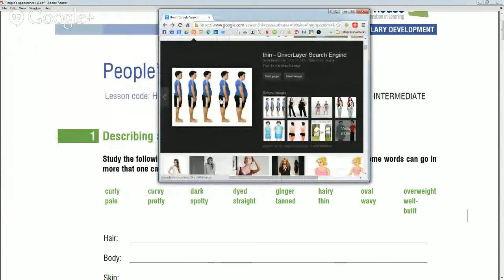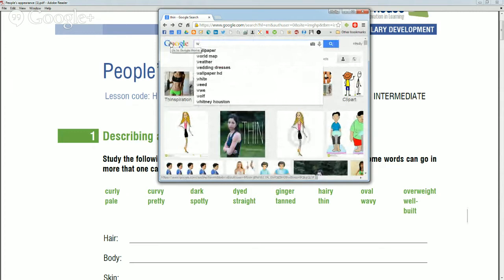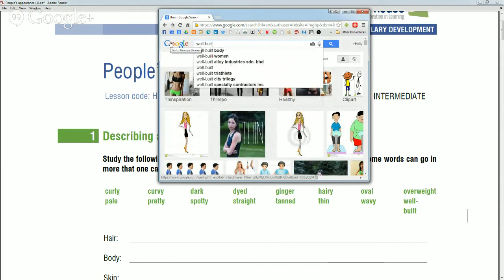Okay, there are some words. Let me start with the word thin. This helps a lot. This kid right here is thin. This kid right here is well built, and this kid is overweight. So thin to overweight. And this is normal and starting to gain weight, overweight. So I was wrong about well built. I thought that well built could be a person with a beautiful body.